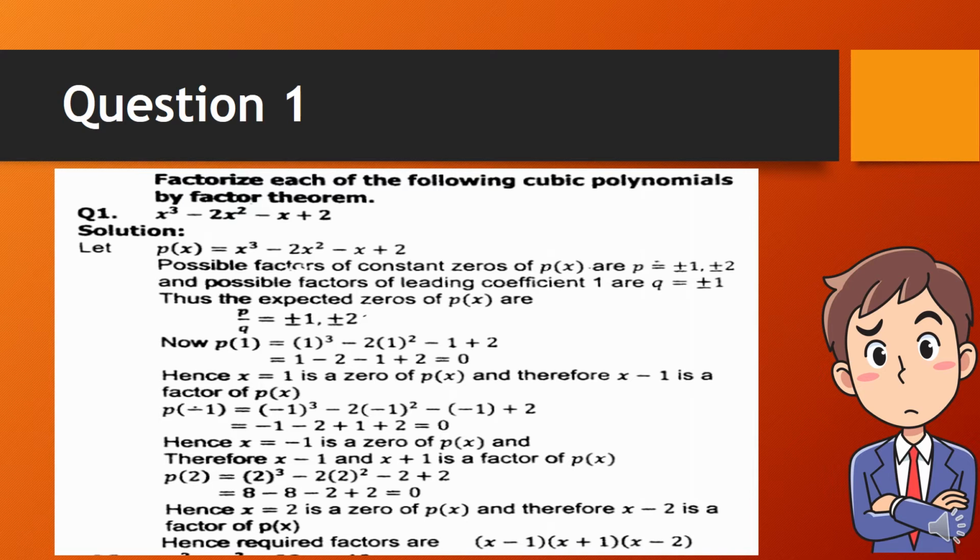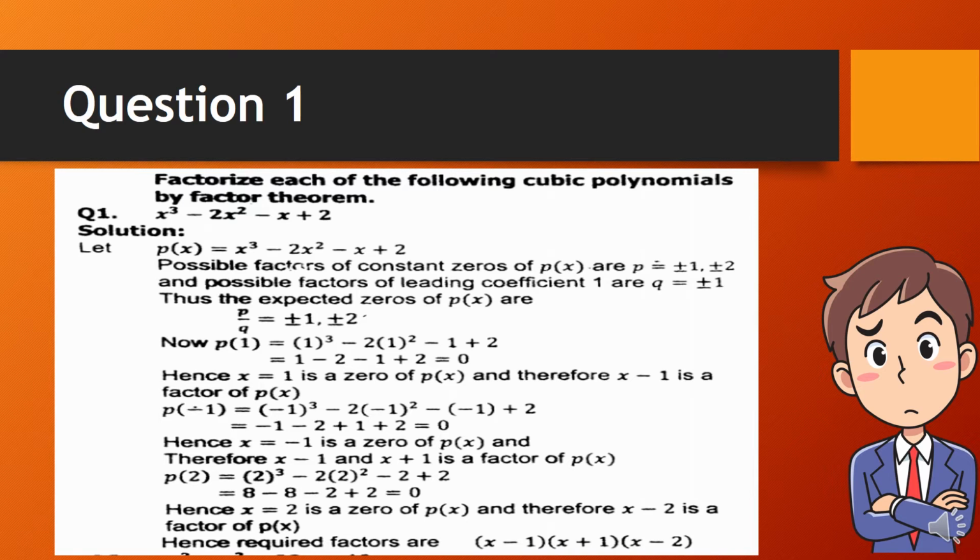So how can we find the expected zeros? It will be p by q. So you have plus minus 1, plus minus 2. Now you will be replacing these numbers in place of x. So we have p of 1, 1 cube minus 2 into 1 square minus 1 plus 2. Now we have got 0. So you can say that x is equal to 1 is the zero of p of x. Therefore x minus 1 is a factor of p of x.